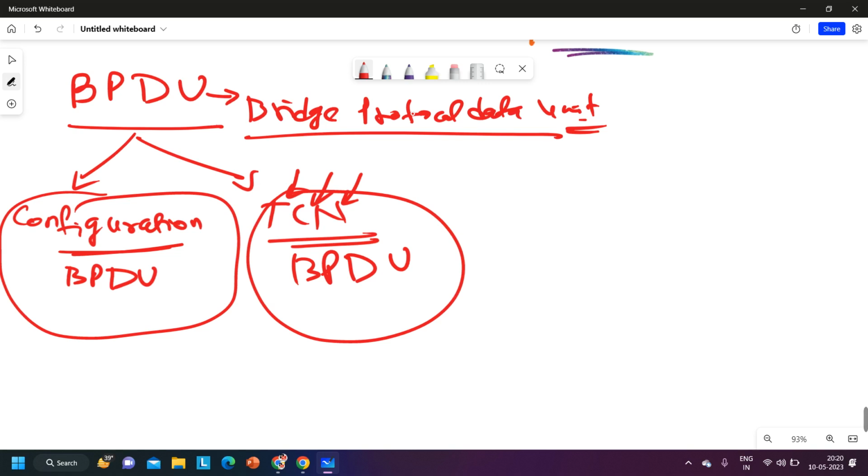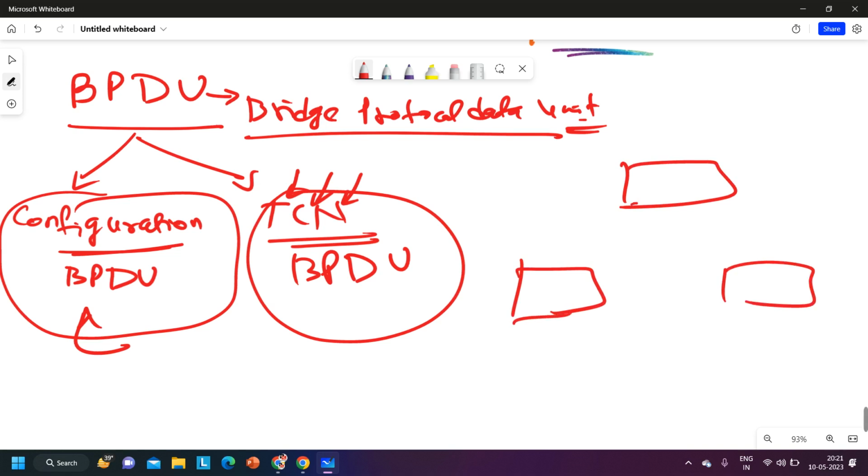Okay, so configuration BPDU. The root bridge always generates a hello message every 2 seconds, and that hello message is called configuration BPDU. That means which switch will generate configuration BPDU? Root bridge. Only the root bridge switch will generate configuration BPDU every 2 seconds.